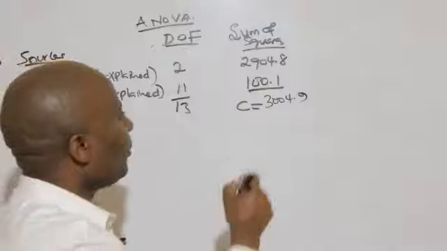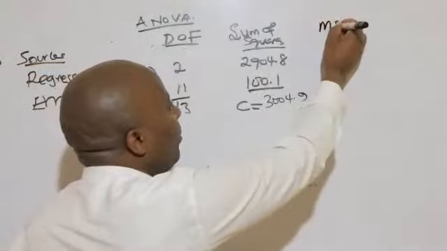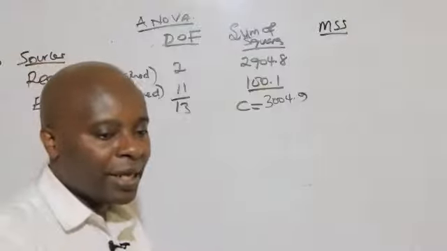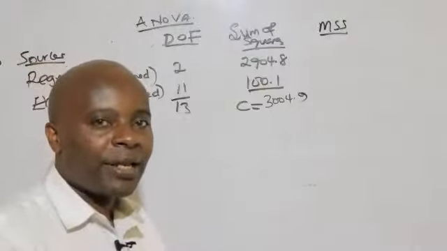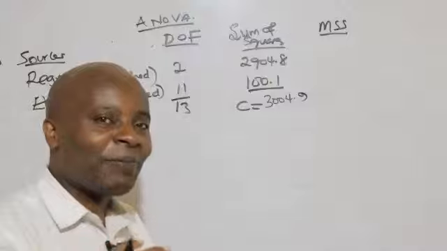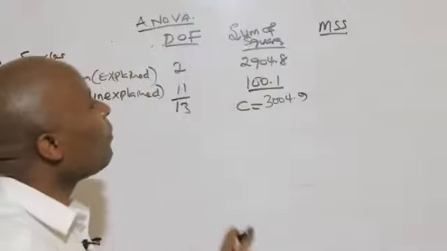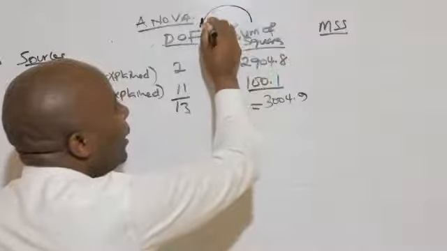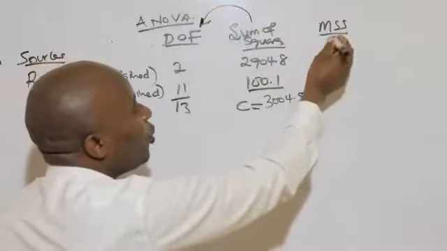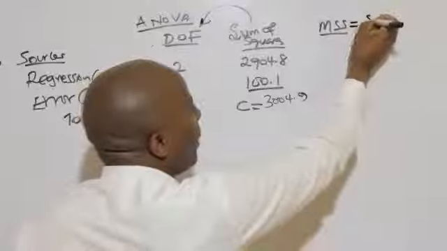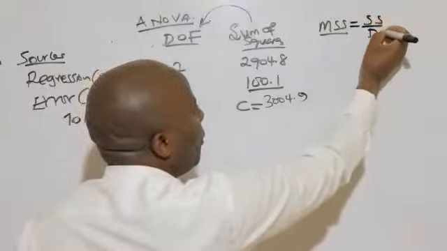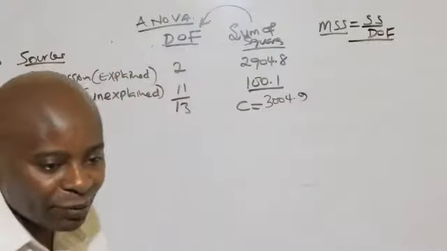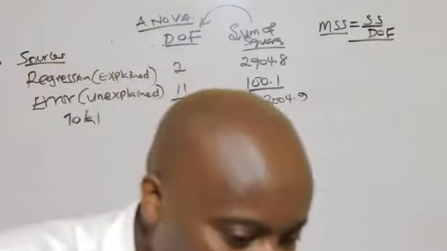The next column they want me to get is called the mean sum of squares. So what shall we do to get the mean sum of squares? It is an easy thing to get. You take this, you divide by this. To get the mean sum of squares, we normally take the sum of squares divided by the DOF.